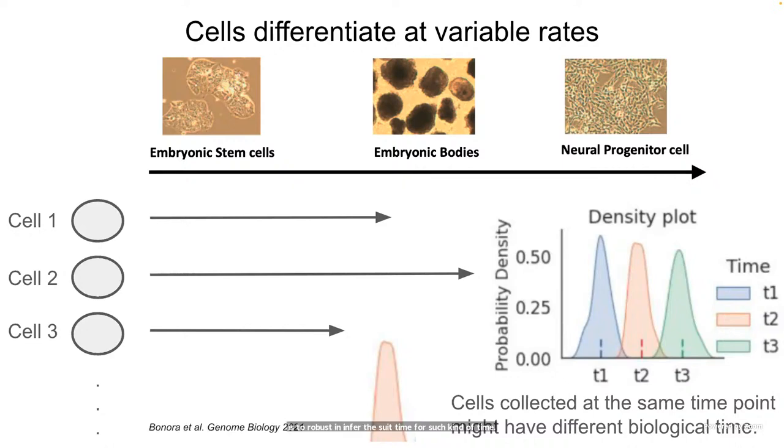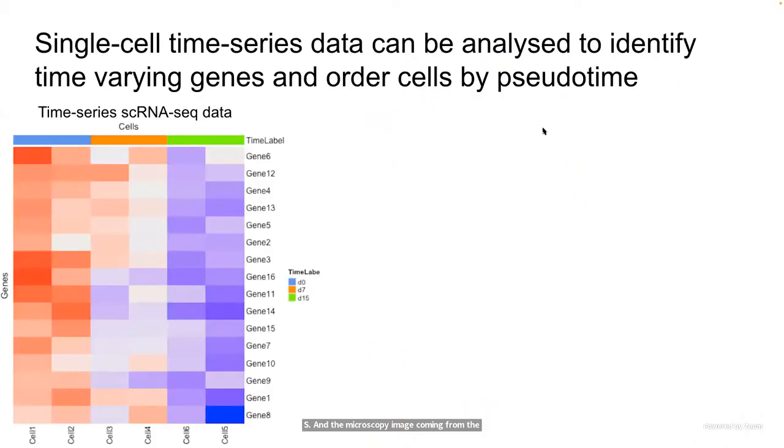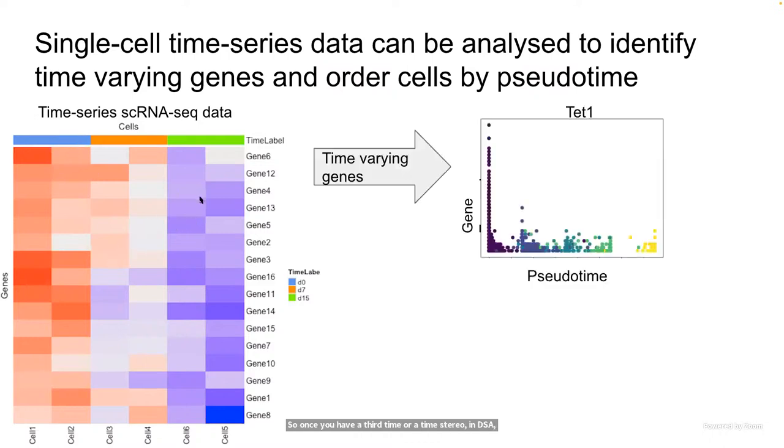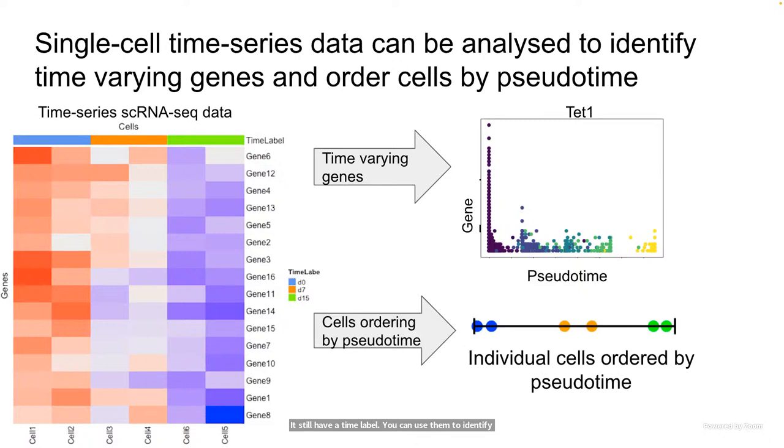And the goal of our project is to infer the pseudotime for such kind of time series single cell data sets. The microscopic image comes from the Bonora et al. Genome Biology paper. Once you have a pseudotime for a time series sequencing data set, here is a gene by cell matrix. Each cell has a time label. You can use them to identify some time variant genes, the genes that are changing along the pseudotime trajectory, and also you can order your cells based on the pseudotimes.